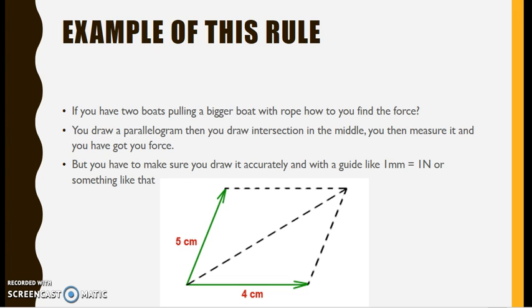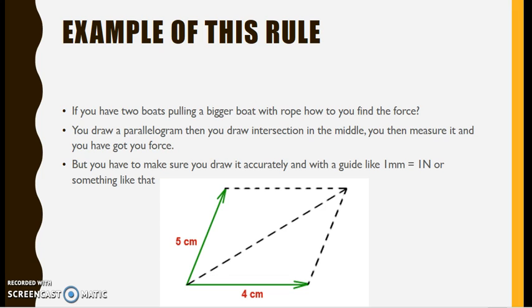If you have two boats pulling a bigger boat, so just imagine there's a boat here, and there's a boat here, and there's a big boat over here. And these green lines are ropes. So how do you find the force and the direction that it travels at?